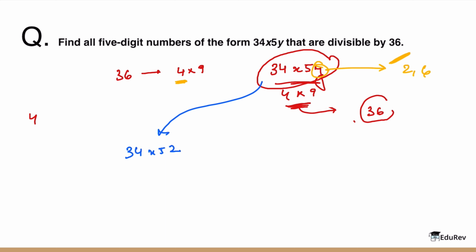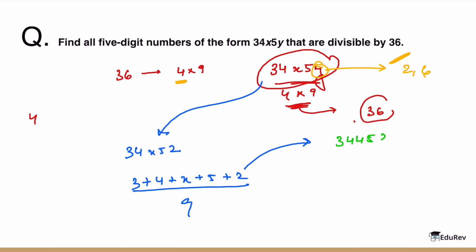Correct. Now, if I want to make this divisible by 9, then the sum of all the digits has to be divisible by 9. That means 3 plus 4 plus x plus 5 plus 2 has to be divisible by 9, correct. For this, x can be 4. If I take x as 4, yes, it can happen. Hence this number is divisible by 36. When x is 4, the number becomes 34452.